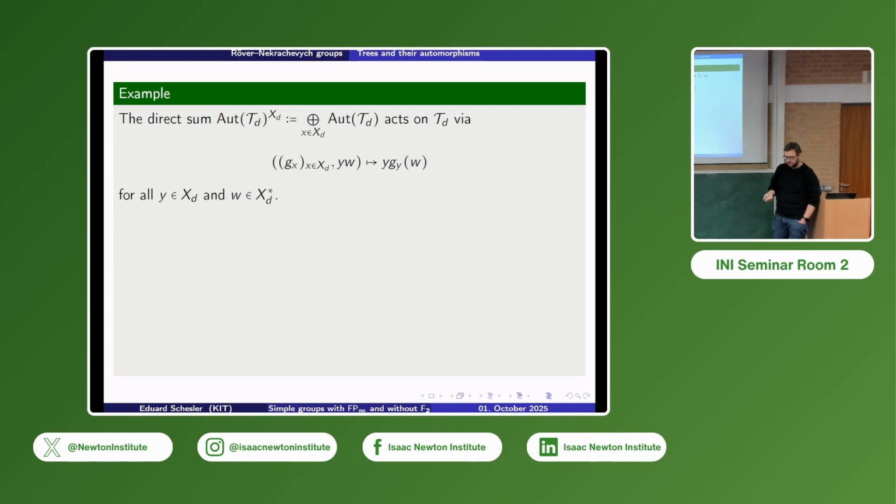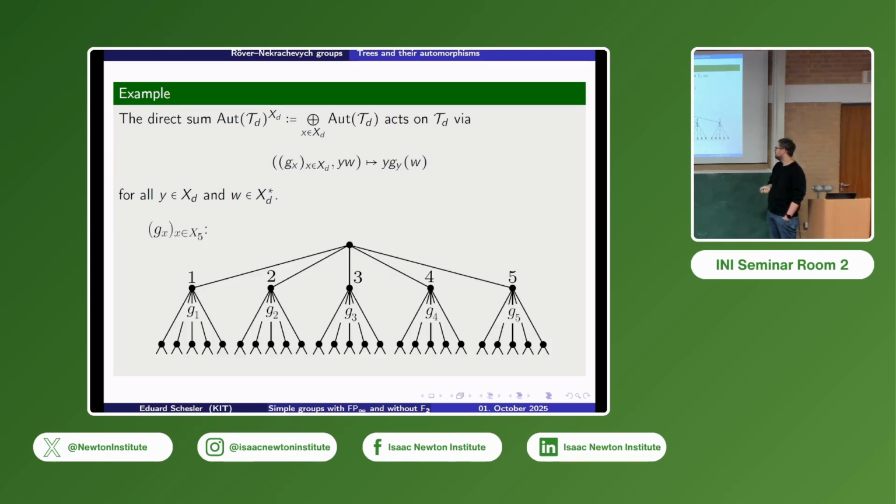So, apart from the rooted ones, we need another type of tree automorphism. These are given as elements of the direct sum of the whole automorphism groups indexed by the alphabet. And it acts on the tree in the following way. If we have a tuple (g_x) inside this direct sum, and we have some arbitrary word, so an arbitrary vertex, it starts with some letter. Then what this tuple does is it leaves the first letter as it is, and applies g_y to the remaining word. So you have the tree, and below these level 1 vertices, the g_x's are hanging below.